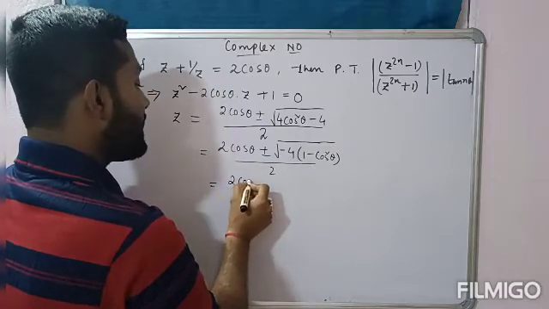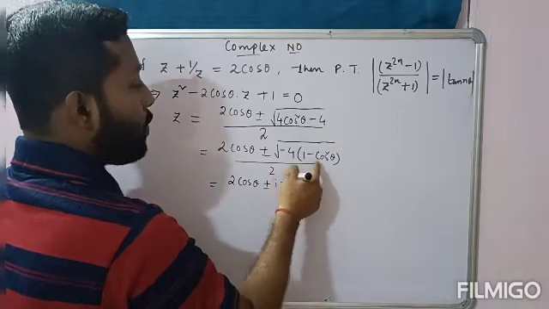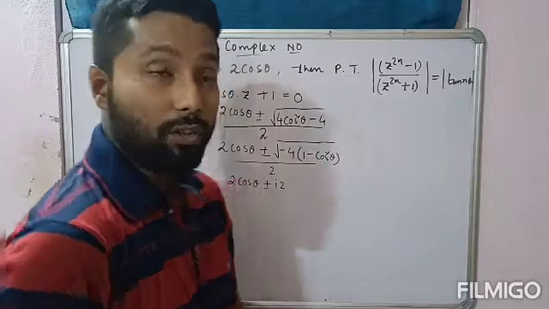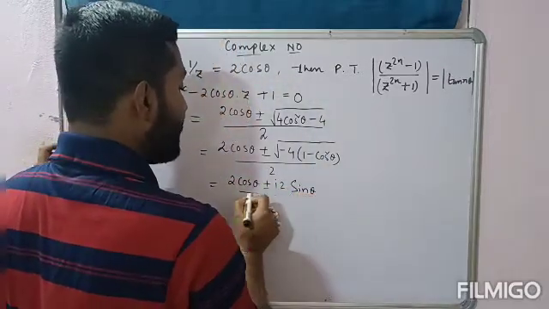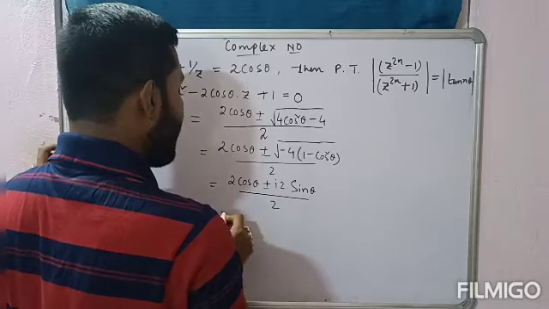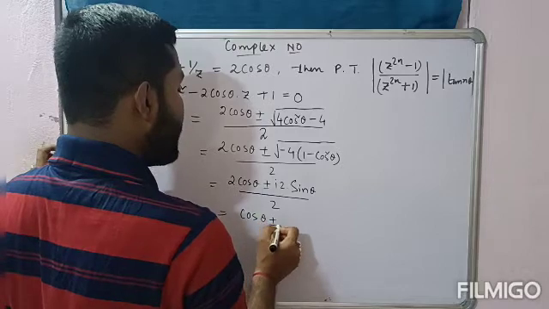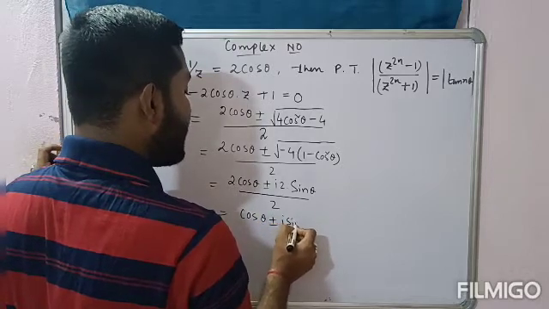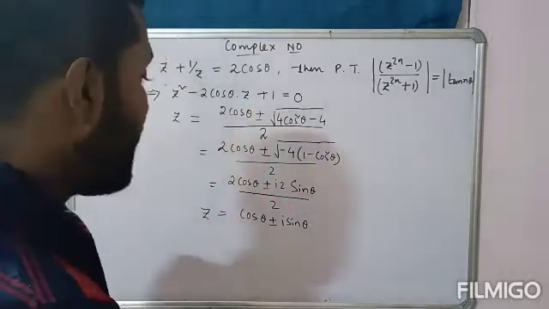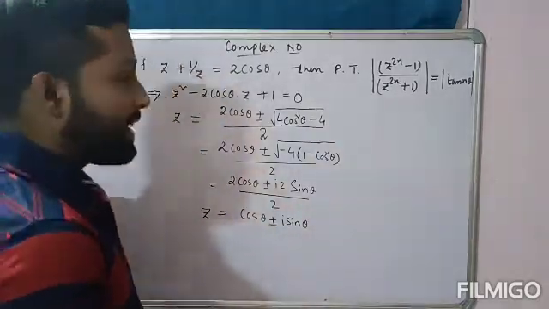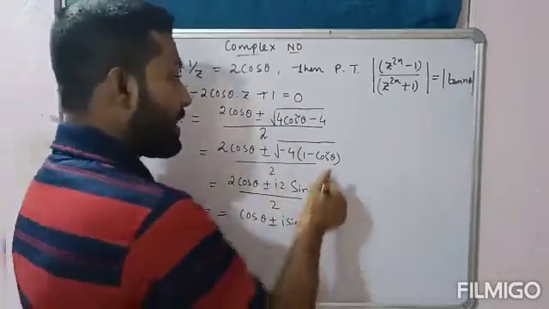So 2 cos theta plus minus i into 2. Now 1 minus cos square theta, we all know that is sin square theta, and root over sin square is sin theta only, divided by 2. So now if I take 2 common from the numerator, it will be cos theta plus minus i sin theta. So these are the values of z, right? Cos theta plus minus i sin theta. So both plus and minus sign are there, right?